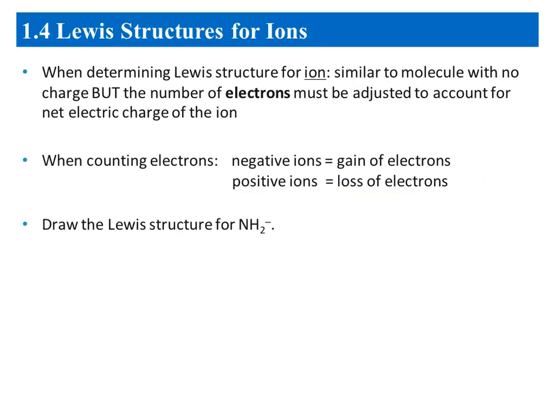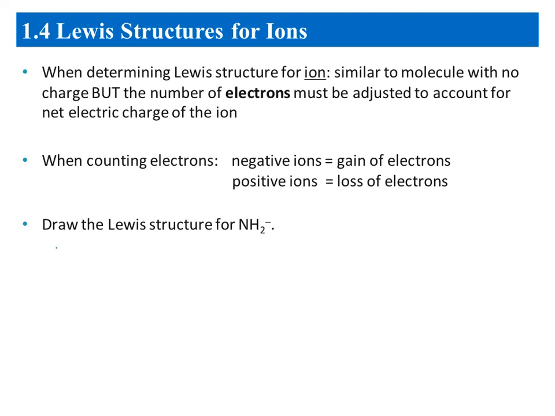When we are drawing Lewis structures for charged molecules, we need to follow similar steps, the 6 steps that we just talked about. However, when we are counting the number of valence electrons, if we have a negative ion, we need to add electrons to that number, and if we have positive ions, we need to subtract the electrons from that calculated number. So let's try to draw the Lewis structure for NH2-. First step, we need to calculate the number of valence electrons.